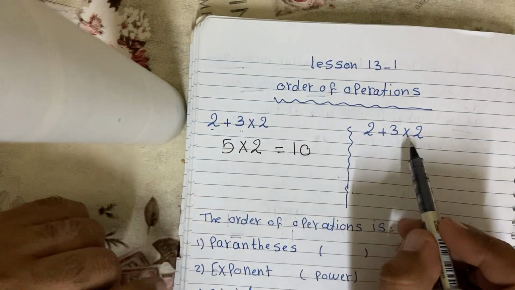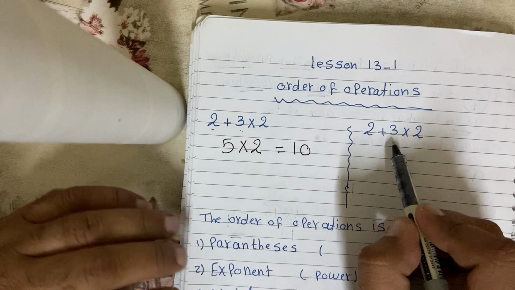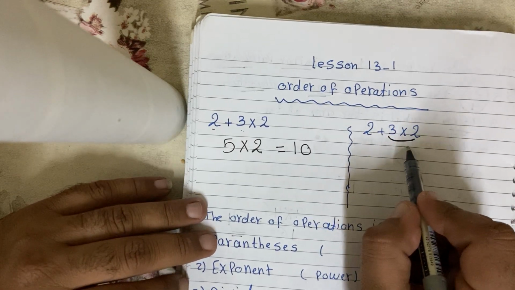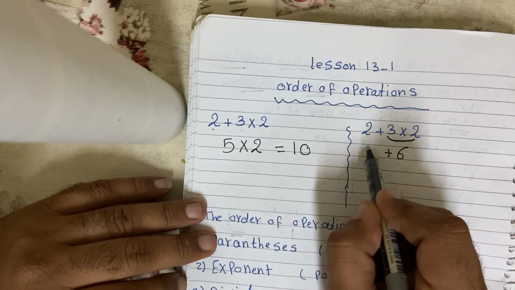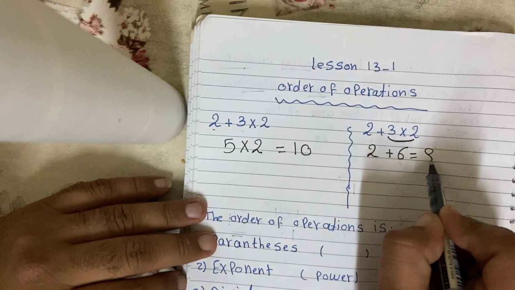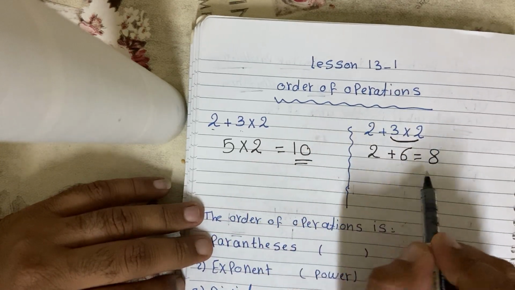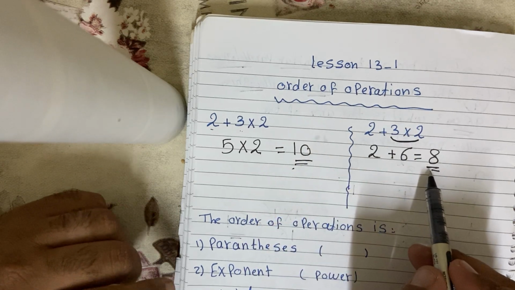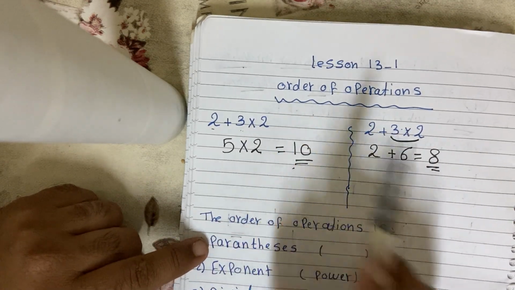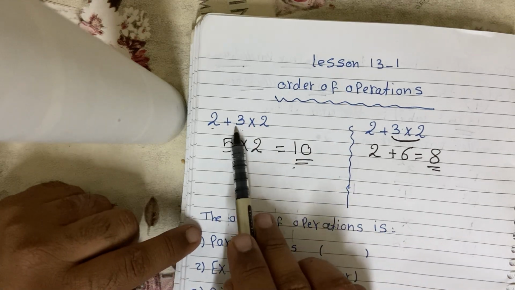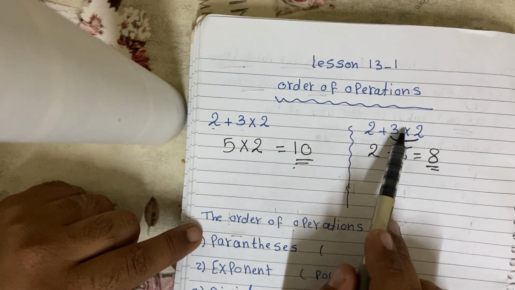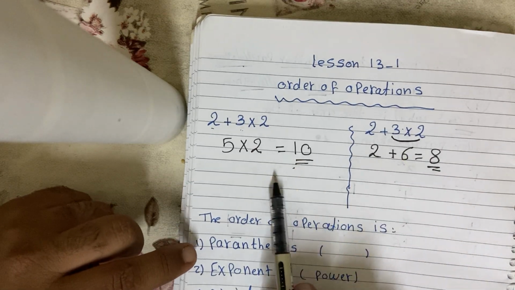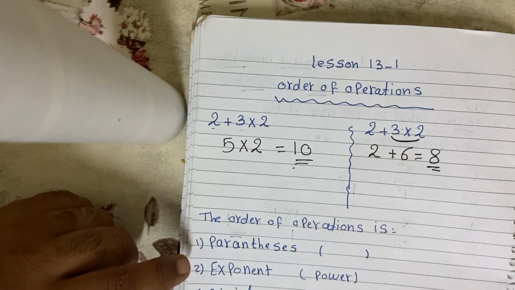And the same example here, someone is going to make 3 multiplied by 2 first. 3 multiplied by 2, 6, plus 2 equals 8. Here we have two different answers. The first one, 10. Second one is 8 for the same example. How can we have the same example in math and we will get two different answers? So one of these two answers is wrong.